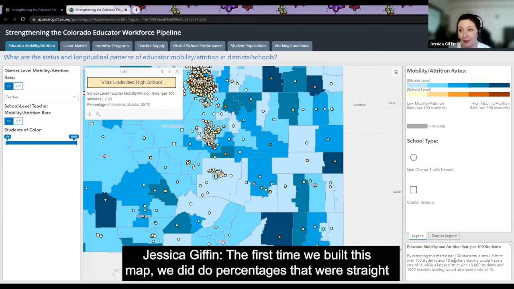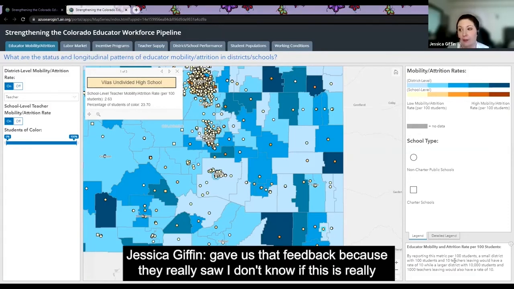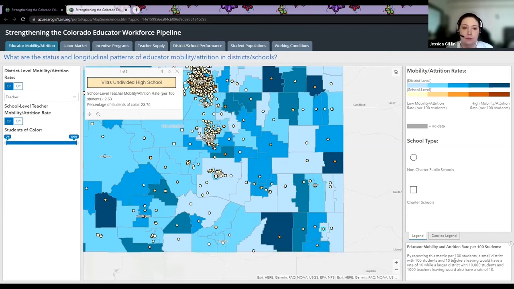The first time we built this map, we did do straight percentages, and it was feedback that we got from the first set of stakeholders that we shared the map with. They really thought, I don't know if this is really accurately capturing what turnover is like in our rural communities versus urban. Great question. That makes sense.